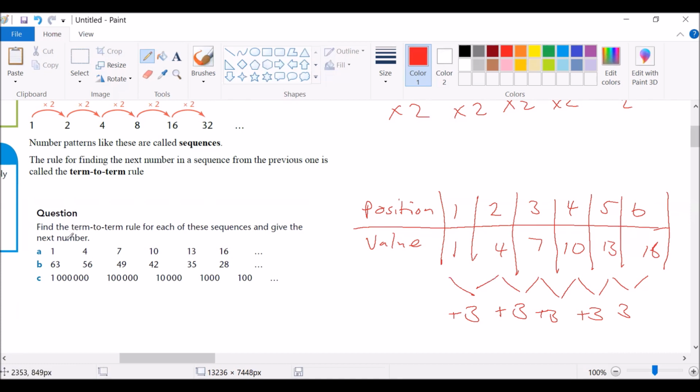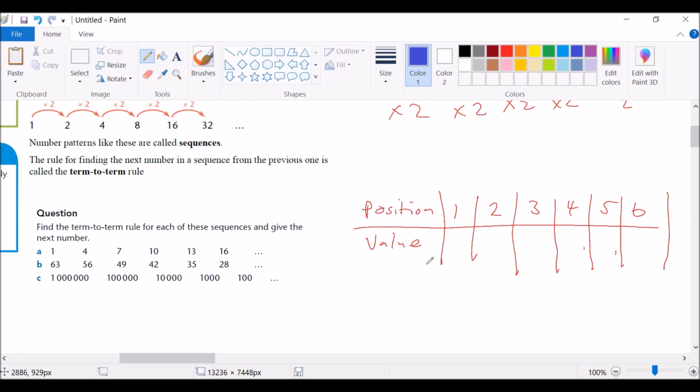So find the term-to-term rule for each of the sequences. So we are saying for this one it's plus 3. We are adding 3 every time. Now let's look at B.